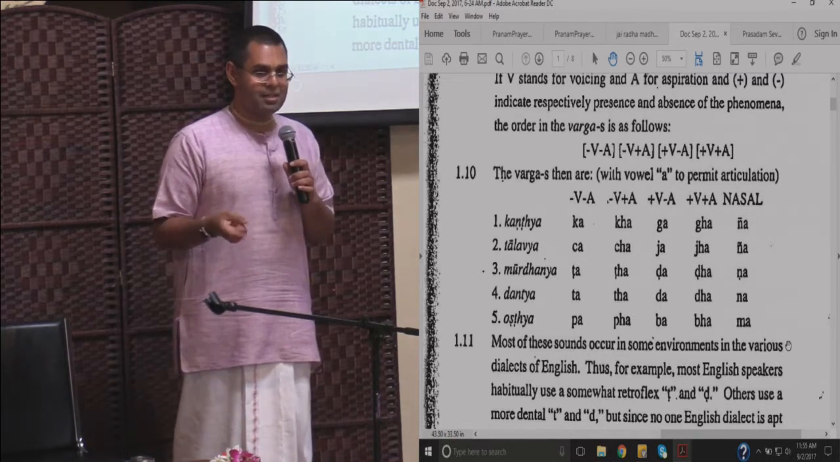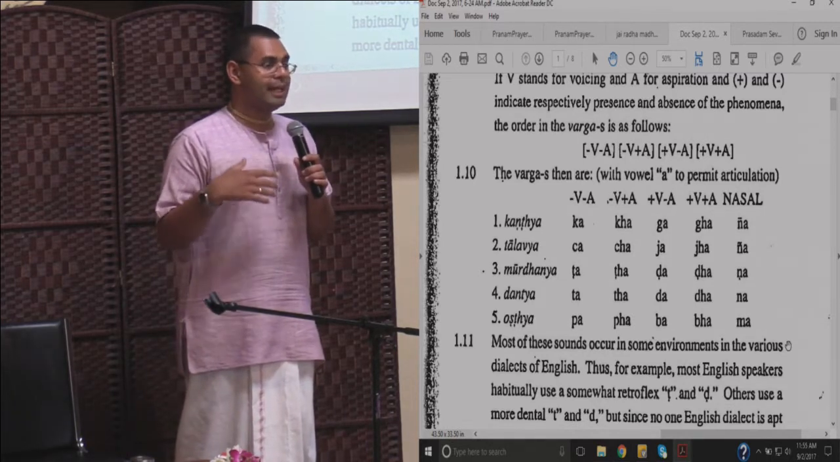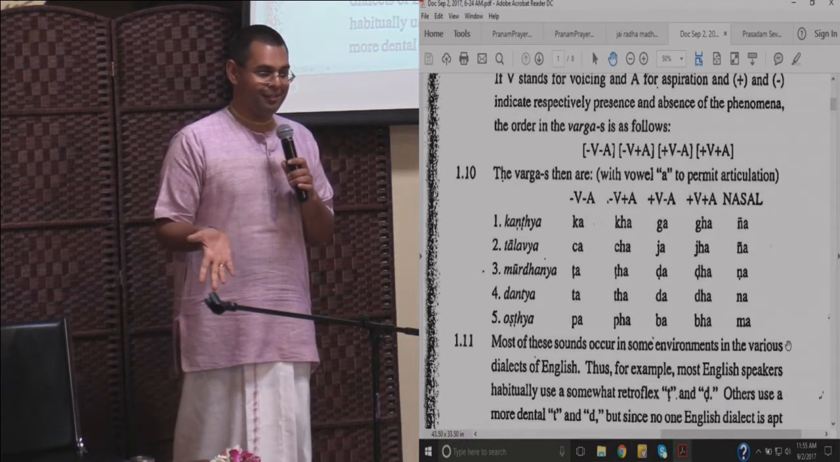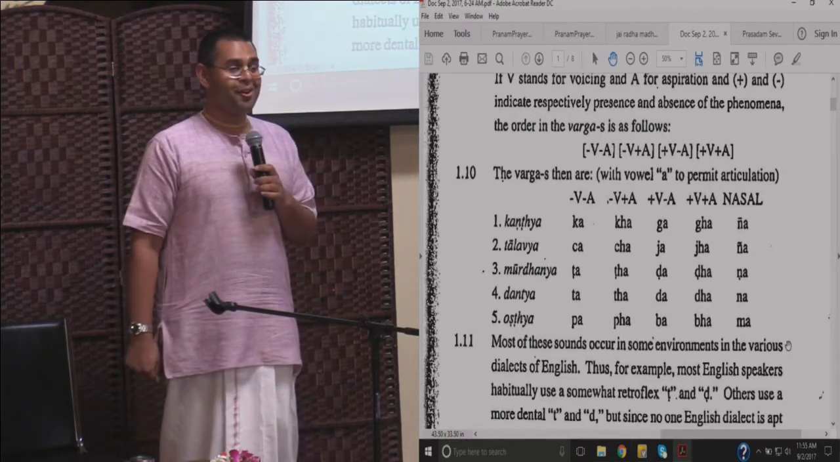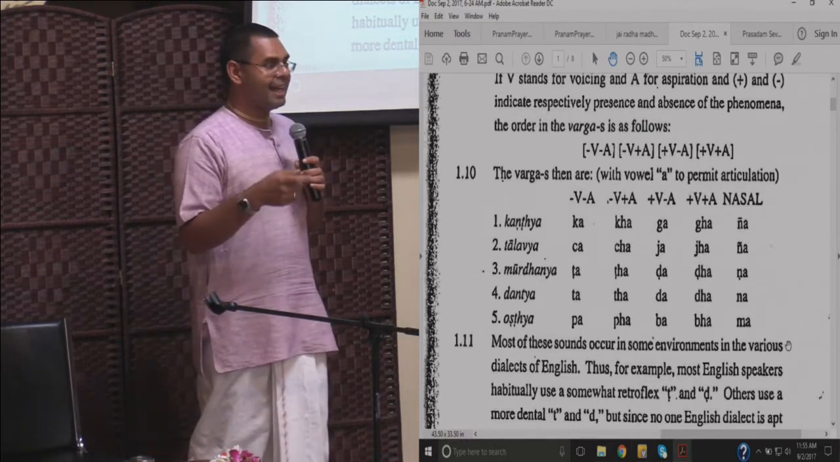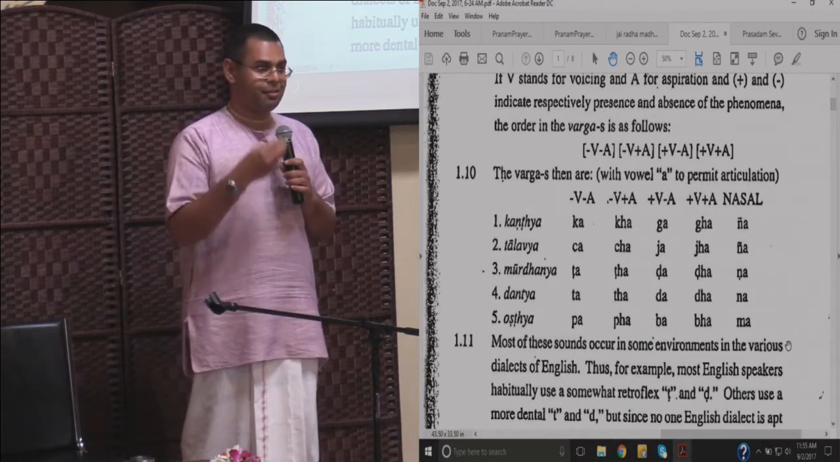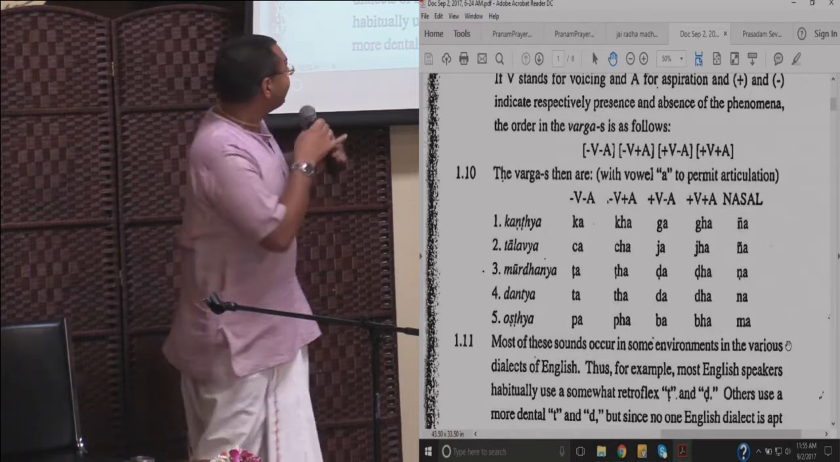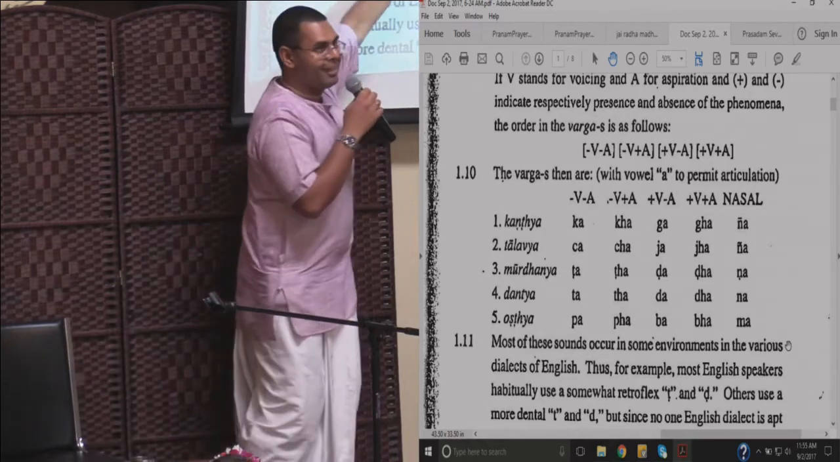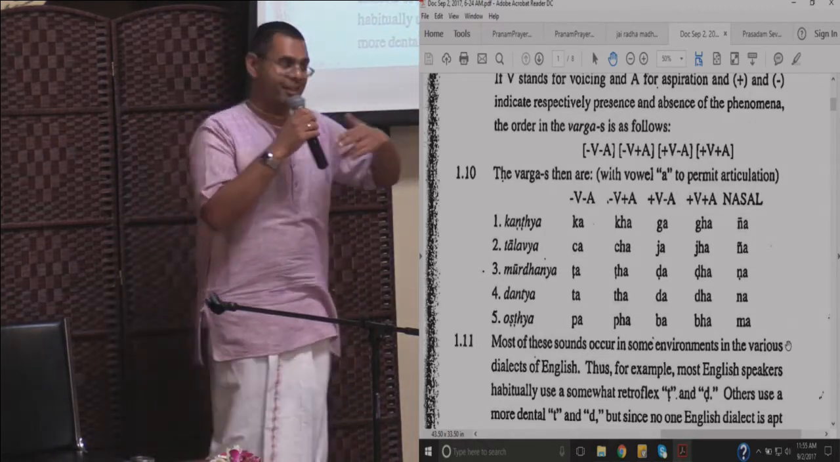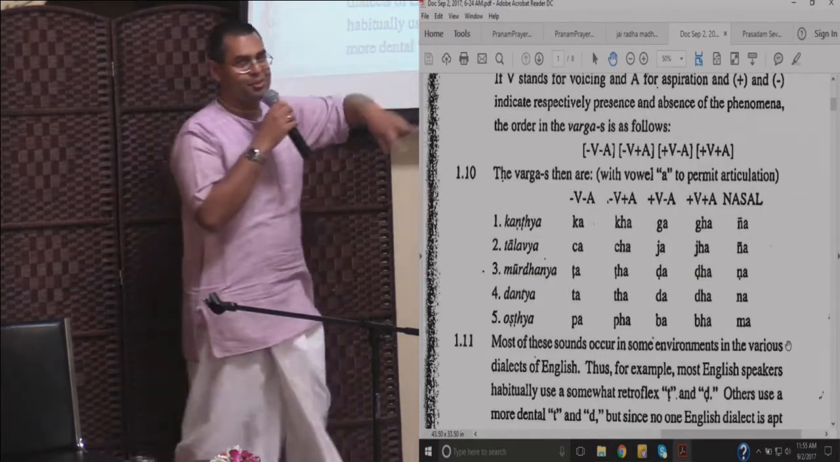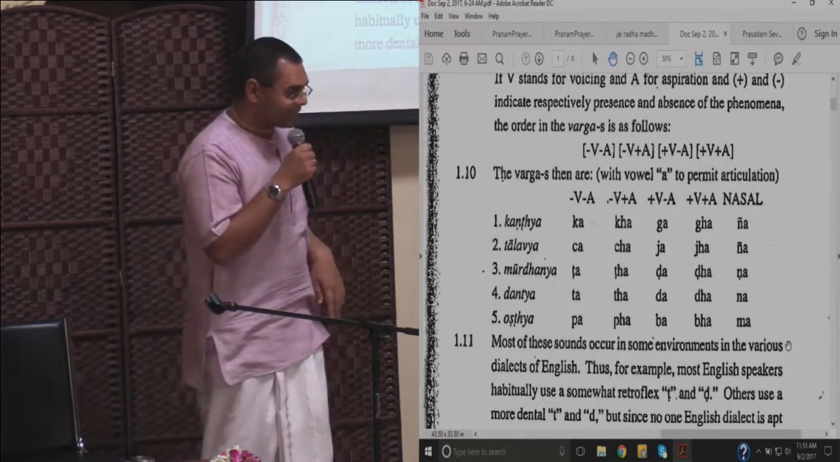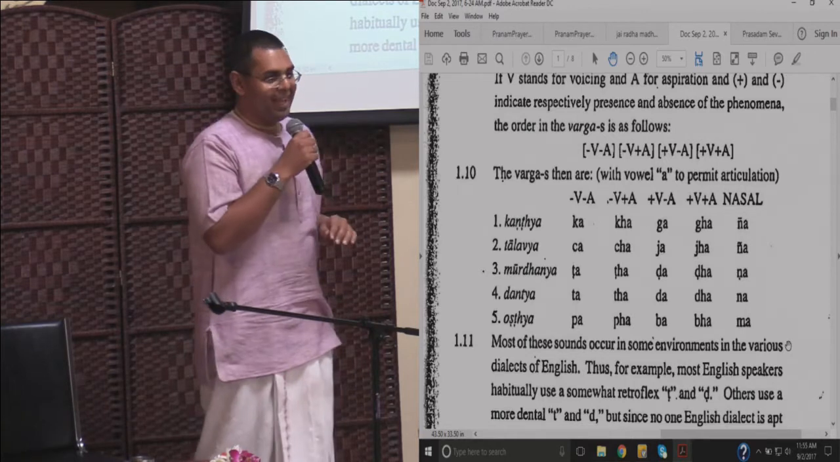So I tell my American students in the college that one of the benefits of learning Sanskrit is you can imitate Indian accents very well. So the ta, like in the word ate, to eat, right? I ate the cake, right? So that ta is this one here. It's too far back for the English, but you've got to choose if these are your only two options, right?